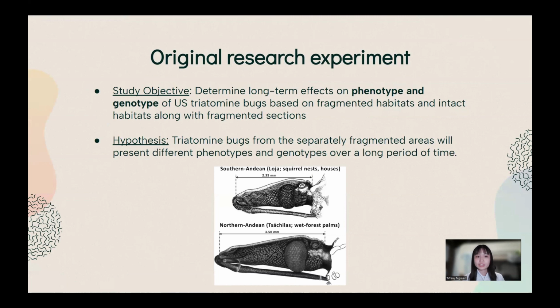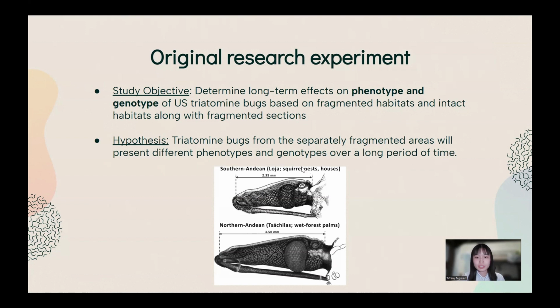So in our original research experiment, our study objective would be to determine the long-term effects on phenotype and genotype of U.S. triatomine bugs based on fragmented habitats and intact habitats, and fragmented sections. So our hypothesis would be that triatomine bugs from the separately fragmented areas will present different phenotypes and genotypes over a long period of time, as well as it will look different from the intact habitat bugs.